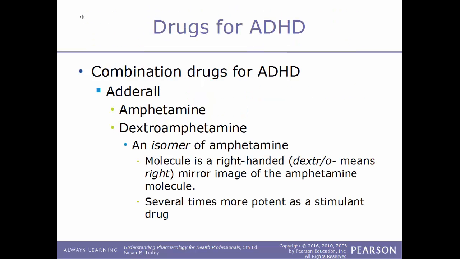Another kind of drug that could be used to treat ADHD are combination drugs, and probably the most well-known of these is Adderall. Now, Adderall is a combination of amphetamine and dextroamphetamine. Dextroamphetamine is an isomer of amphetamine, and it gets its name because the molecule is a right-handed mirror image of the amphetamine molecule. And dextroamphetamine is several times more potent as a stimulant drug.